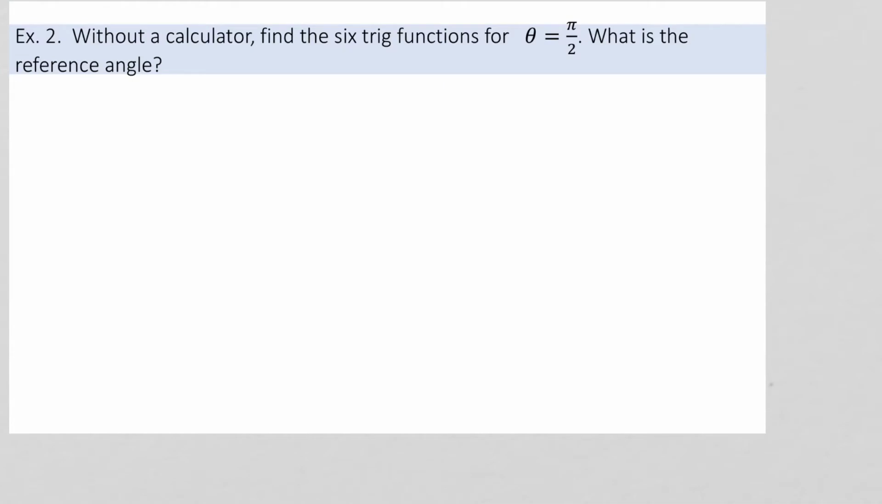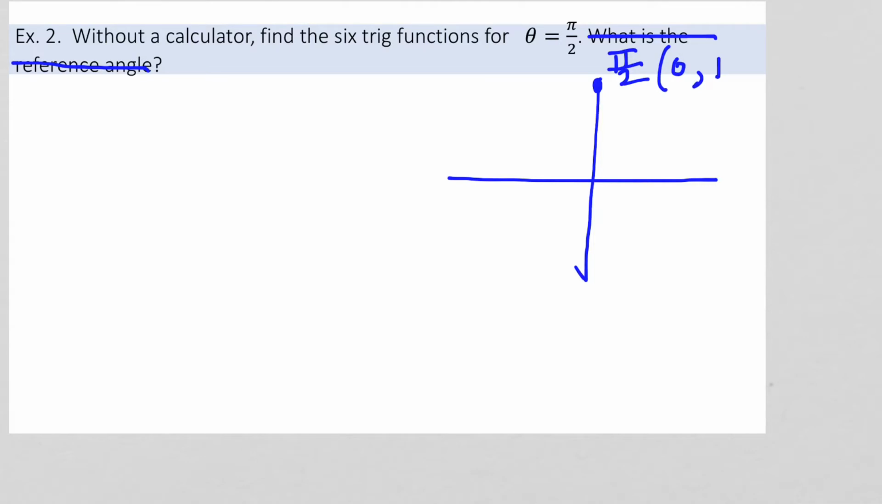Example 2 says, find the 6 trig functions for theta is equal to pi over 2, and what is the reference angle? So we'll draw a sketch. Okay, so pi over 2 is one of our axis angles, our quadrantal angles. So since a reference angle is an acute angle between 0 and 90 degrees, we don't talk about a reference angle when we're talking about an angle of 90 degrees. So we'll cross that out. So this is our angle right here. So the coordinates are 0 and 1, 0 in the x, 1 in the y.